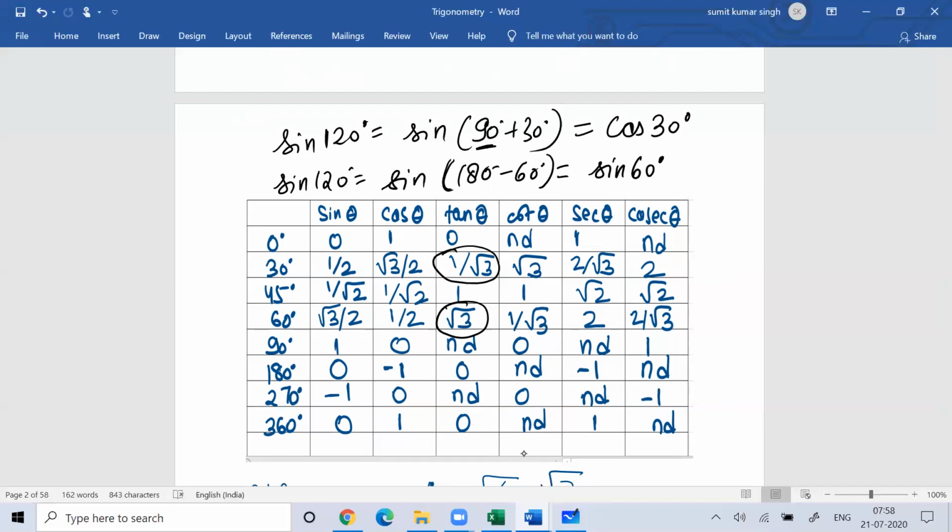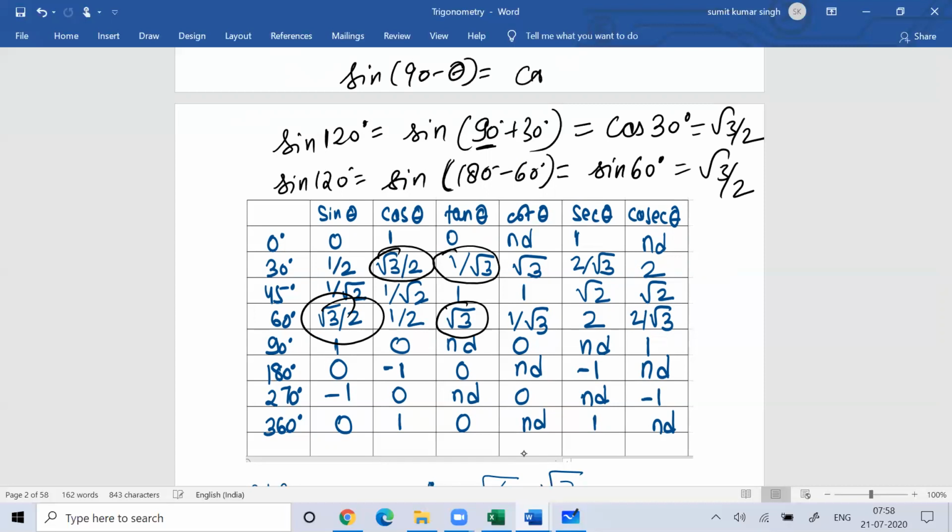Then you need to know in which quadrant you are, and based upon that you put the sign. So cos 30 degree, what is cos 30 degree? Cos 30 degree is root 3 by 2. What is sine 60 degree? That is again root 3 by 2, because we know that sine of 90 minus theta is equal to cos theta.